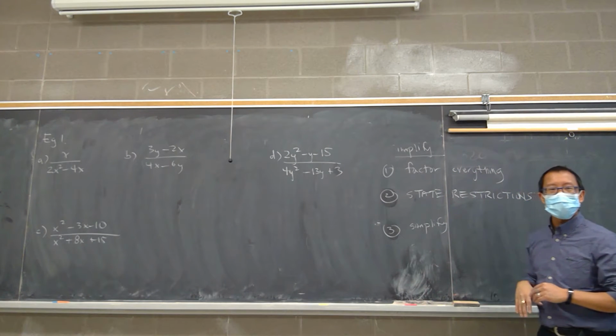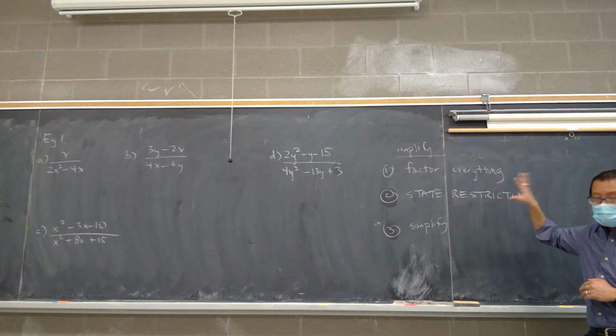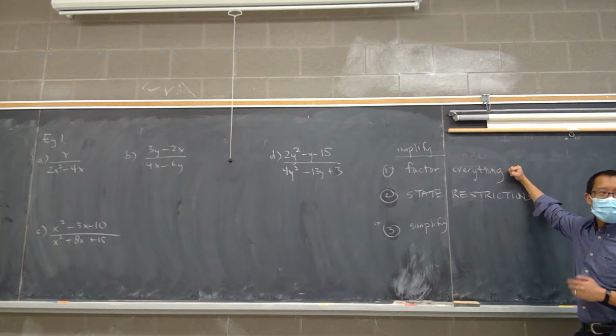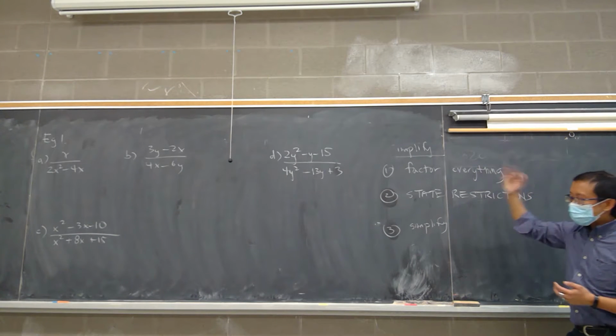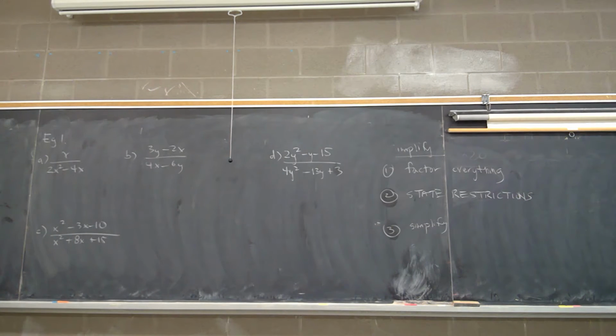If you can see from the rules for simplifying rational expressions, they're 3 easy things. One more time, factor everything. That means the numerator and denominator. So let's take a look at this question. The numerator, we can't factor it because it's x. But the denominator is 2x squared minus 4x. I think everyone agrees there's a GCF here of 2x. What are we going to be left with? x minus 2. And that was the second step.